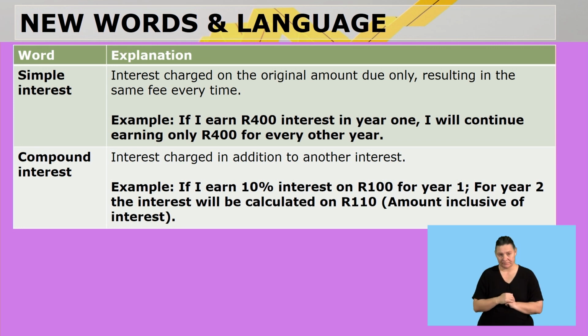Let's just look at that again. The example, if I earn 10% interest on 100 Rand for year 1, for year 2, the interest will be calculated on the 110 Rand. So the amount will be inclusive of the interest.